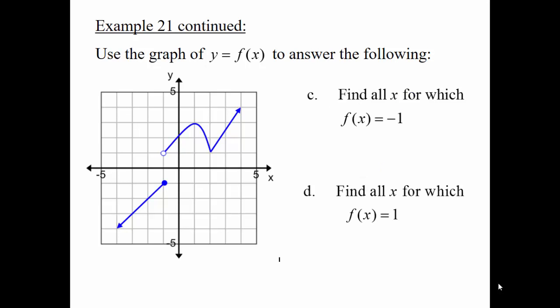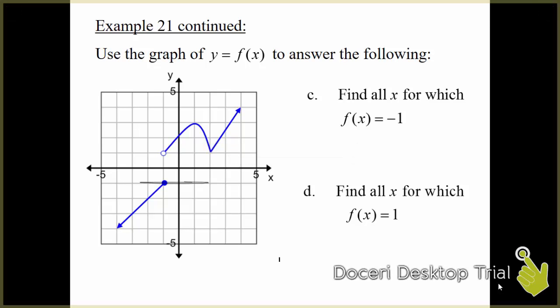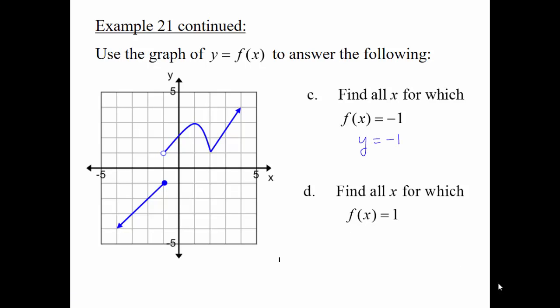Find all x's for which f of x is -1. Find all x's for which f of x equals 1. So in other words, find all the x's for which y is equal to -1. Where is y equal to -1? Right here. So the x value would be 1, right? Where is y equal to 1? It looks like it could be here, but remember that's an open circle, so it's not. It's just here at 2. So 1 and 2.